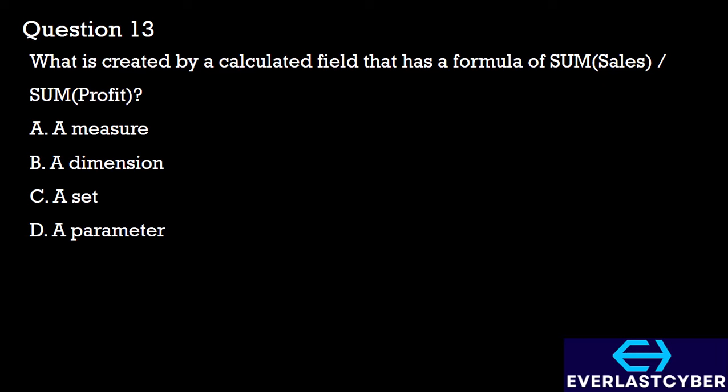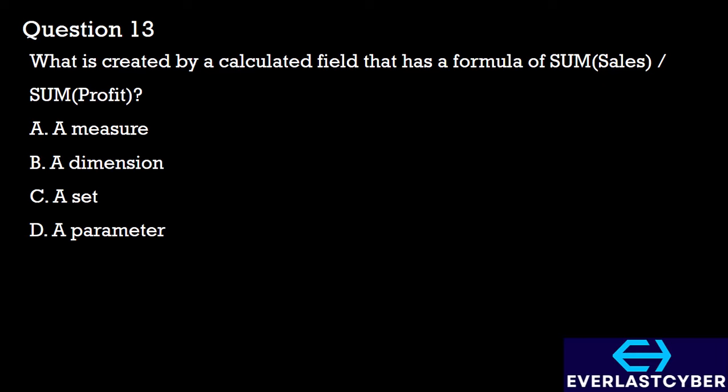In Tableau, a calculated field is a new field that is created by applying a formula or an expression to one or more existing fields. So, for instance, the formula sum sales over sum profits performs a calculation that aggregates the sales and profit fields and divides the sum of sales by the sum of profits. Since the formula results in an aggregate value that represents a quantitative measure, the calculated field will be treated as a measure.